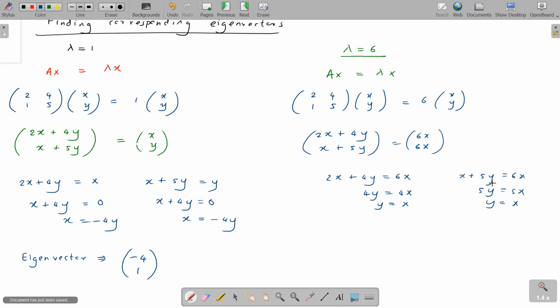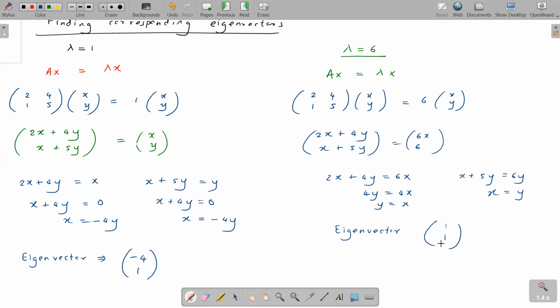x plus 5y equals 6y. And then we get x equals 6y minus 5y. x equals y. So then what's the lowest multiple we could get for the eigenvector? Yeah, so if x becomes 1, y becomes 1. That's the lowest multiple we can take. So take the lowest multiple. Is this clear? Yeah, this is it.